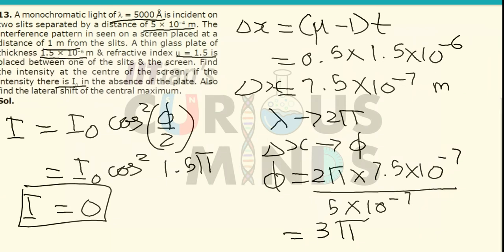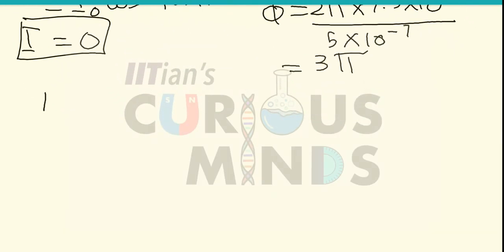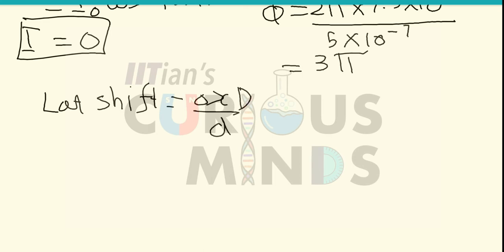The second thing I want to calculate is the lateral shift of the fringe. It is very simple. The lateral shift will be equal to delta x into capital D divided by small d. Delta x I have already got, that is 7.5 × 10^-7. I have written it like this, so I will use the same term over here.